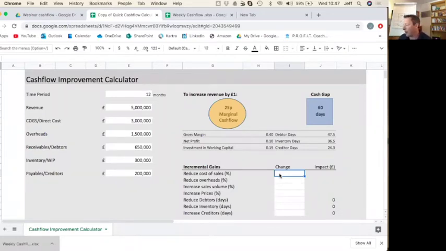So I'm going to put 1% or 1 day in each of those. Have a guess as to how much impact that's going to have on the cash flow of this business after 12 months. I'll just wait while you put that into the chat box.